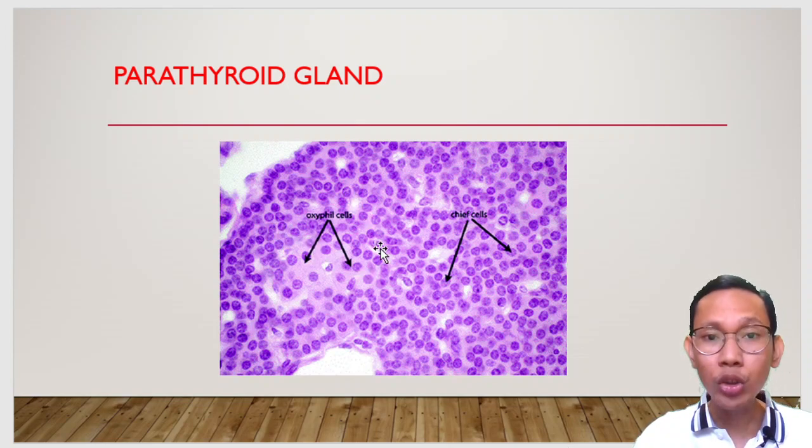It is actually comprised of 2 cells. We have your chief cells and your oxyphil cells. Your chief cells are actually responsible for the production of your parathyroid hormone, while your oxyphil cells are actually responsible for the production of your PTHrP, or your parathyroid hormone related protein.